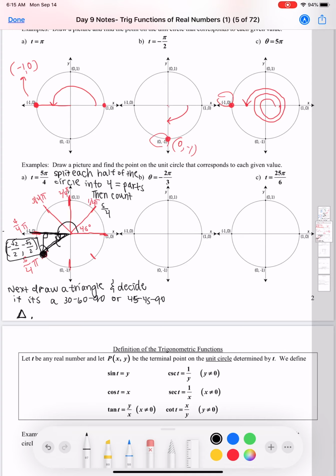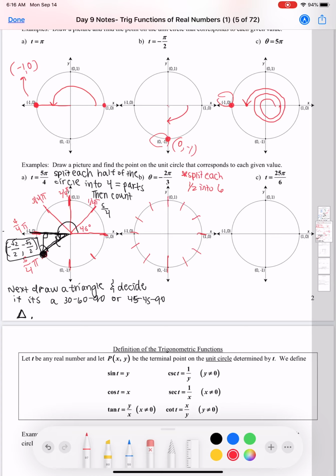For this one, I would split each half into 6. So either I'm splitting the halves into 4 or I'm splitting them into 6. So if I split these into 6, that means I need, let's see, it's going to be 1, 2, 3, 4, 5, 6. And then on my second half, 1, 2, 3, 4, 5, 6. Okay, so I'm gonna start on the x-axis, go clockwise though.